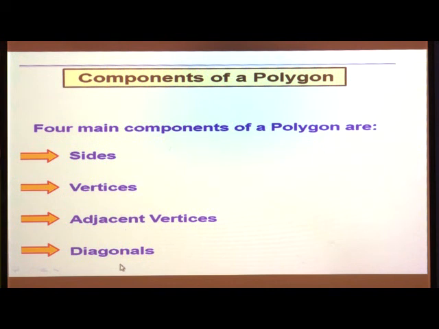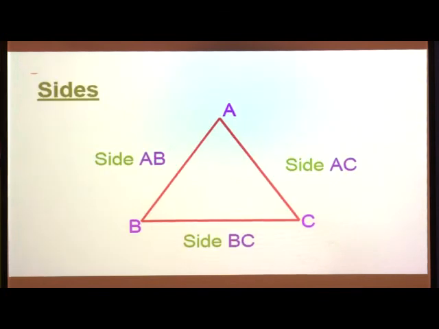We have studied this, but we will take a quick review. Sides. The first component of a polygon is sides. See, this is a triangle. We name this triangle ABC, triangle ABC. There are different sides for this triangle: side AB, side BC and side AC. So this triangle has three different sides.